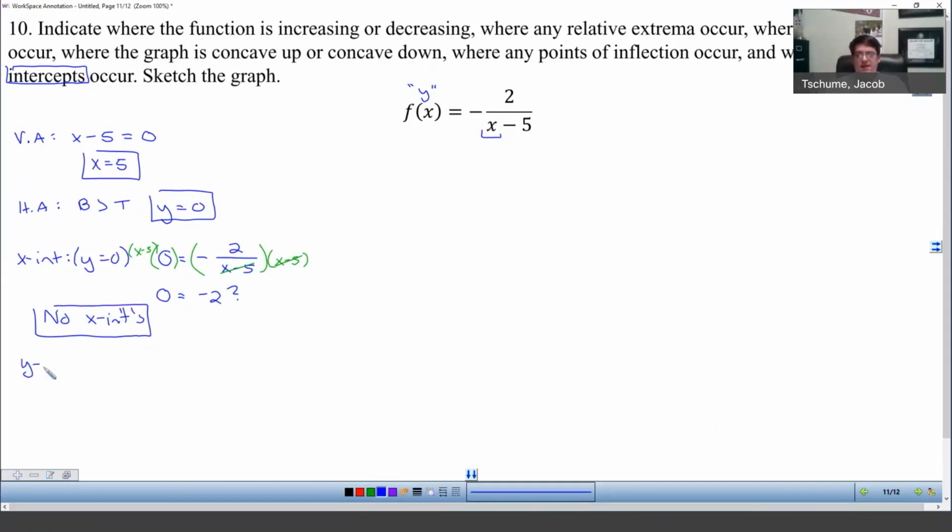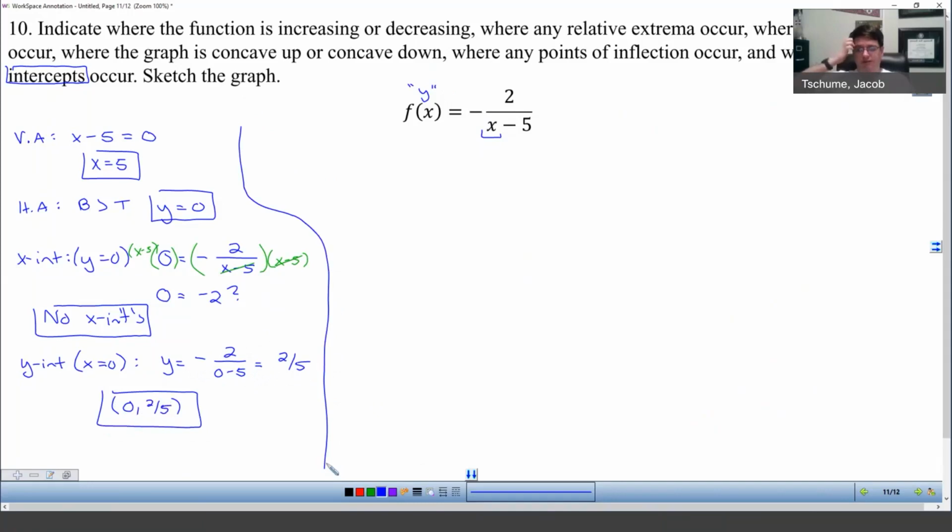Let's see if the same can be said about a y-intercept. So remember, a y-intercept from algebra has a definition of x equals 0. So if I let x be 0 in the original problem, that would be y equals negative 2 over 0 minus 5, which ends up becoming negative 2 over negative 5, which is a positive 2/5. And since a y-intercept is just a point, I can write this as the point (0, 2/5). So all of this stuff over here on the left of your screen, I did without taking a single derivative.